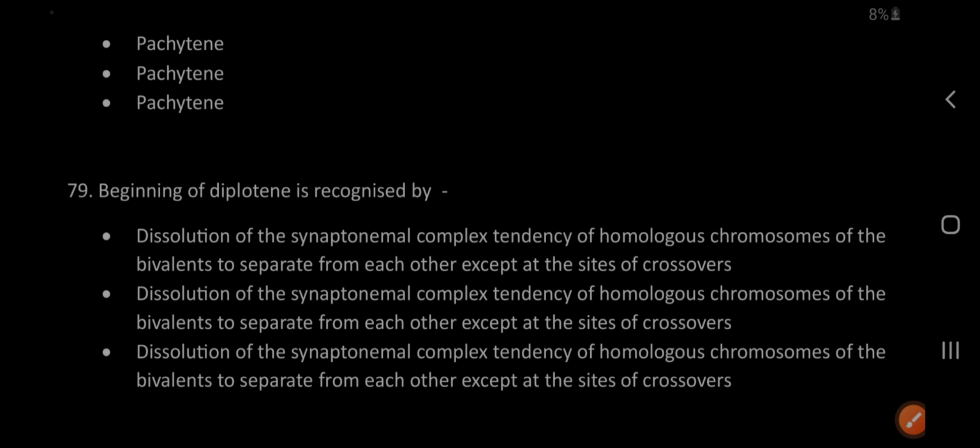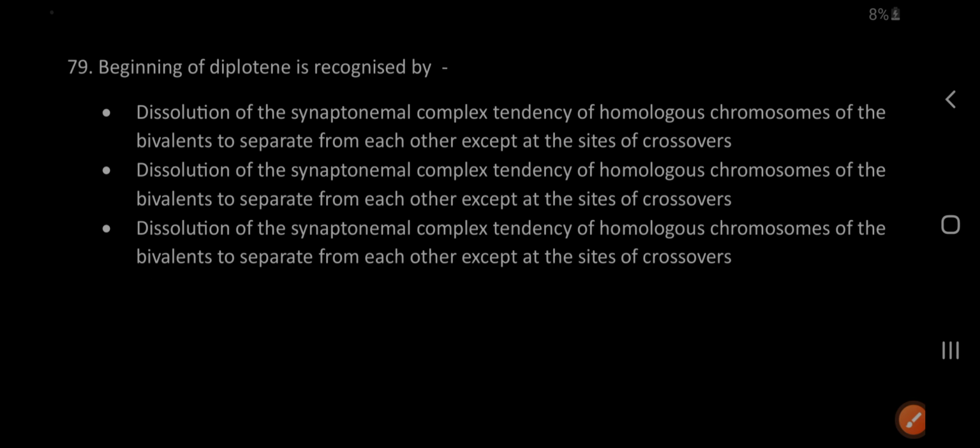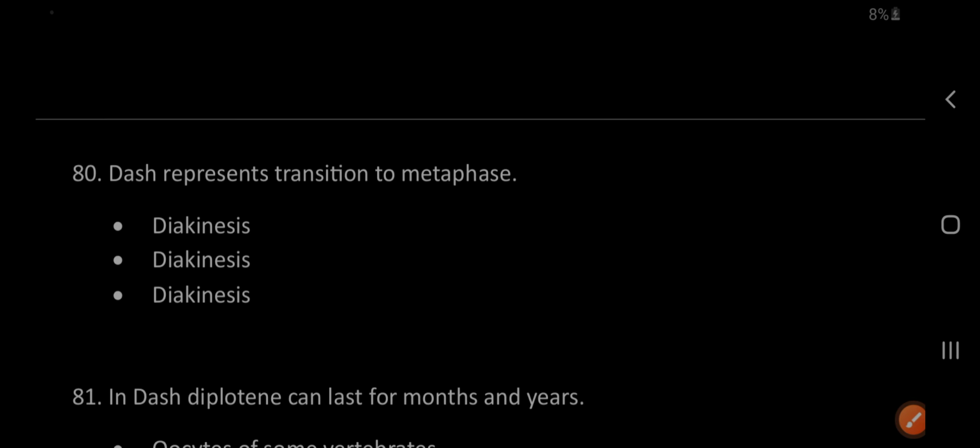Beginning of diplotene is recognized by dissolution of the synaptonemal complex, tendency of homologous chromosomes of the bivalents to separate from each other except at the sites of crossovers. Diakinesis represents transition to metaphase.